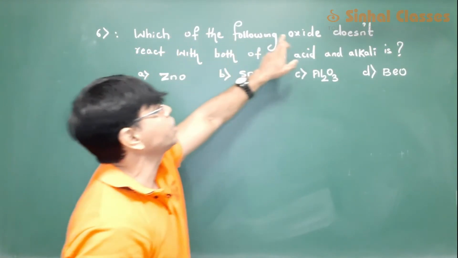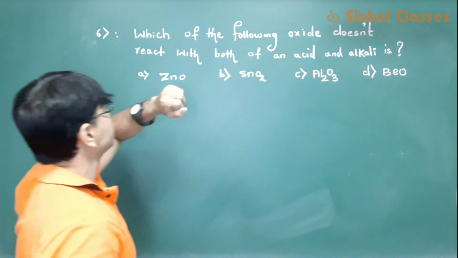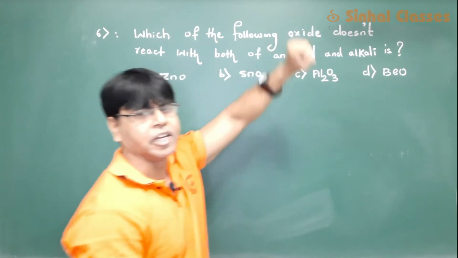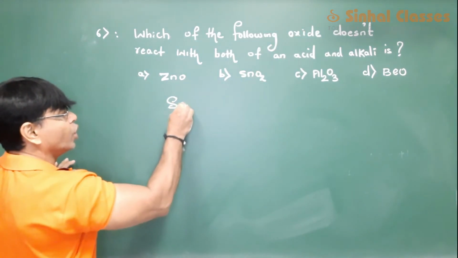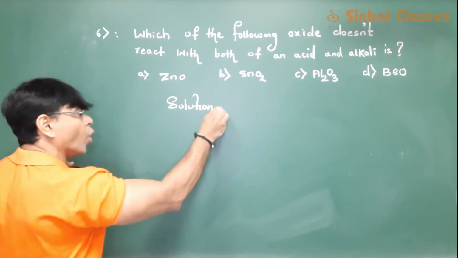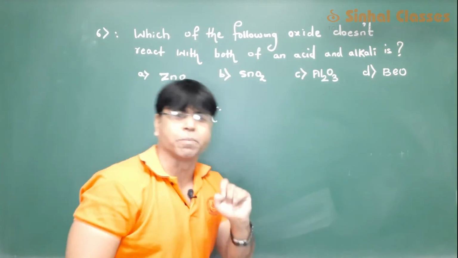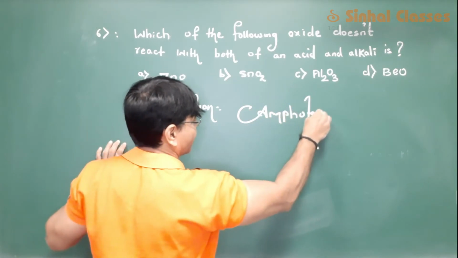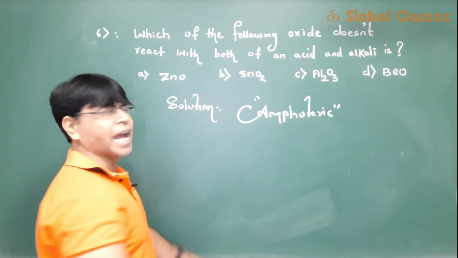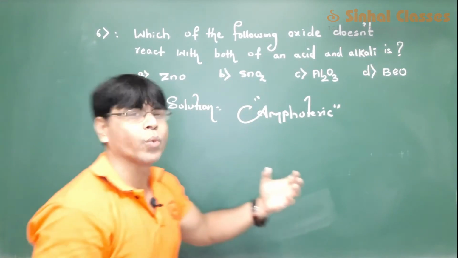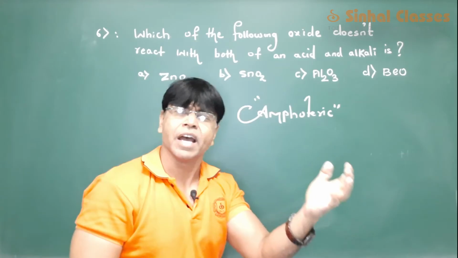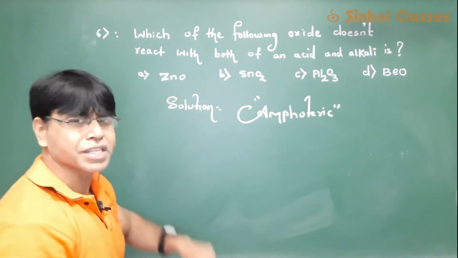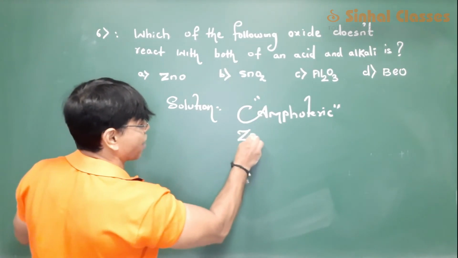Which of the following oxides doesn't react with both an acid and an alkali? Now we all know the ones which react with both acid as well as base are called amphoteric. They are called amphoteric. The ones which can react with both acid as well as base are called amphoteric. Zinc oxide, we all know it is amphoteric.